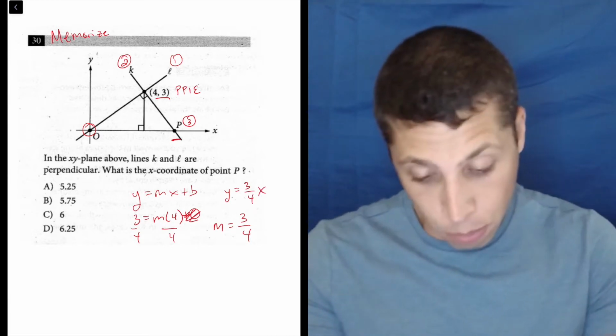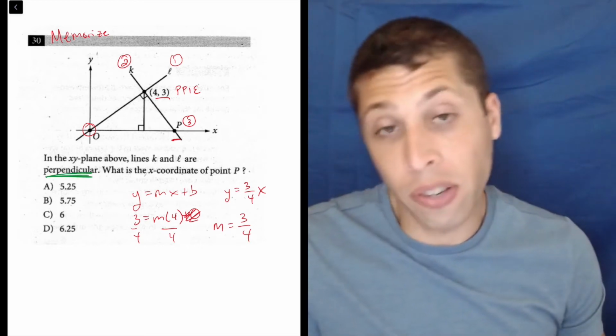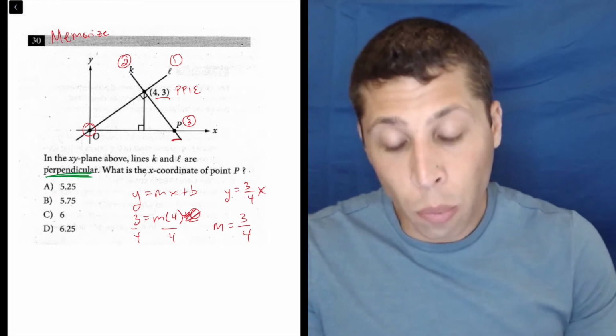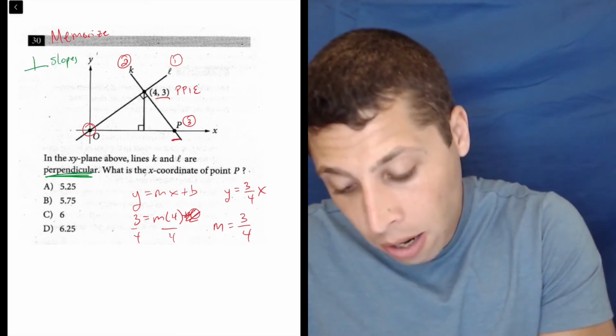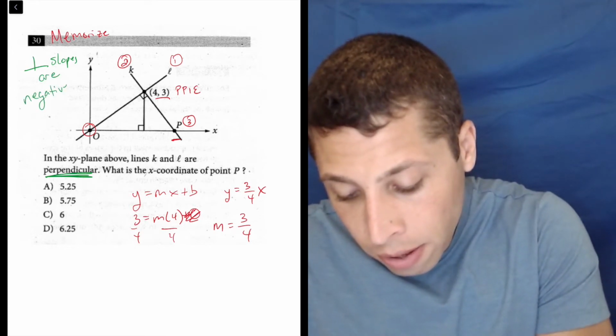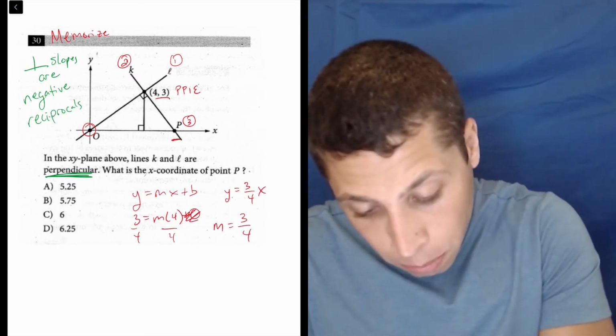Now, why is that important? Well, in order to get k, we're probably going to have to use the fact that the slopes are perpendicular. So what does that mean? Perpendicular slopes are negative reciprocals. Okay, negative reciprocals. So let's just be clear.